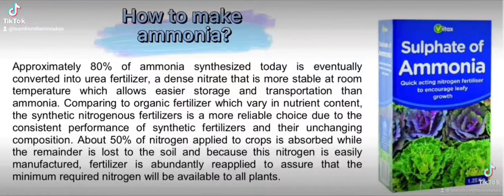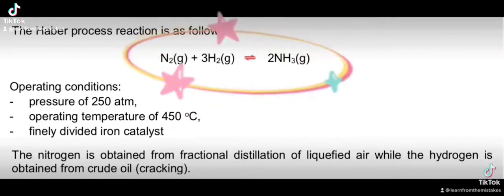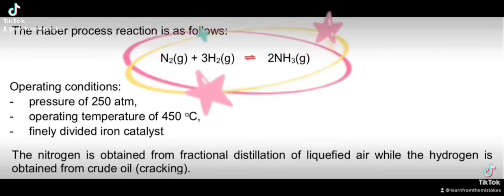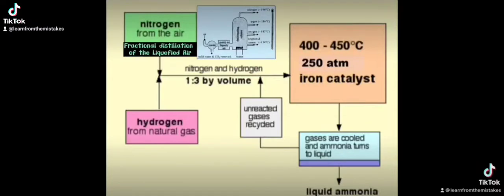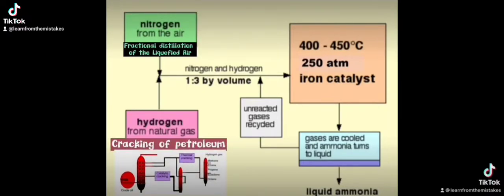How to make ammonia? Ammonia is produced during Haber's process, where nitrogen and hydrogen are mixed together in the ratio of 1:3. The nitrogen is obtained through fractional distillation of the liquefied air, while hydrogen is obtained from cracking of petroleum. The reaction is performed at the temperature of 400 to 450 degrees Celsius, pressure of 250 atm, and with the presence of powdered catalyst to speed up the reaction.